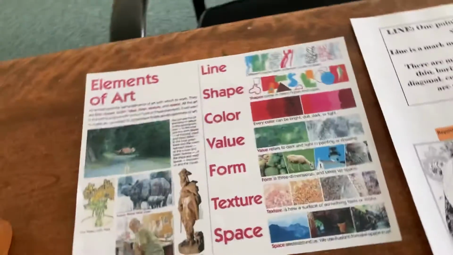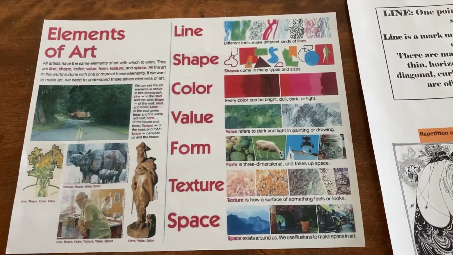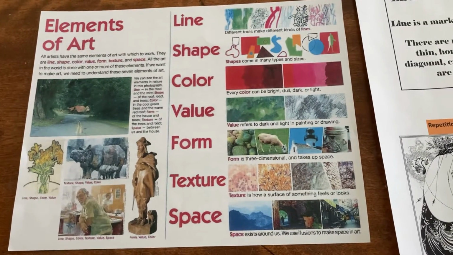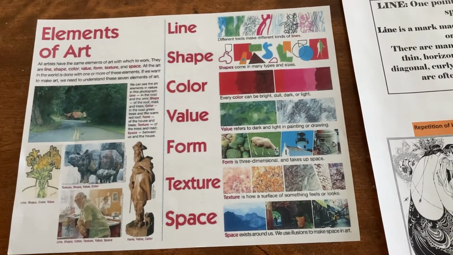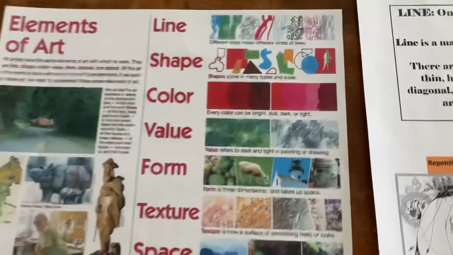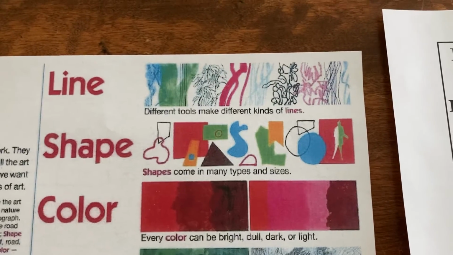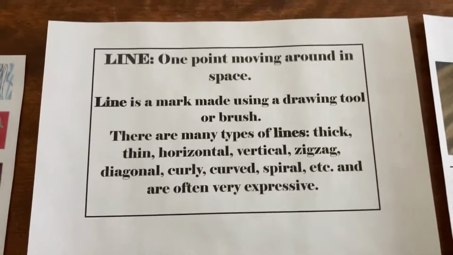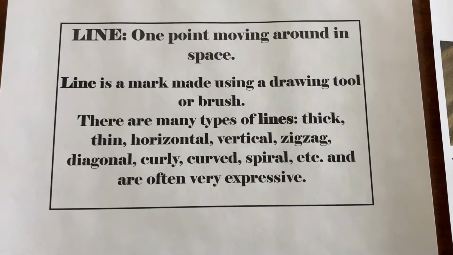Okay, so today we're going to talk about one of the elements of art, and it is line. And the elements of art are things that you use when you do an art project that you may not realize that you use. So there they are: line, shape, color, value, form, texture, and space. And line, it says different tools make different kinds of lines, and I'll show you that in a minute. Line, the definition of line is one point moving around in space.